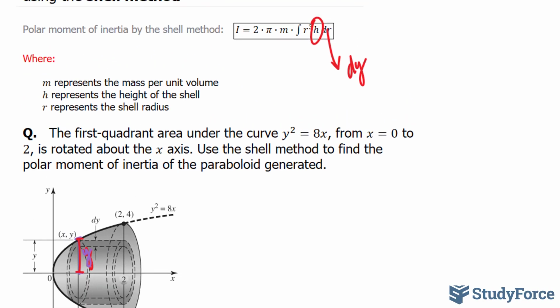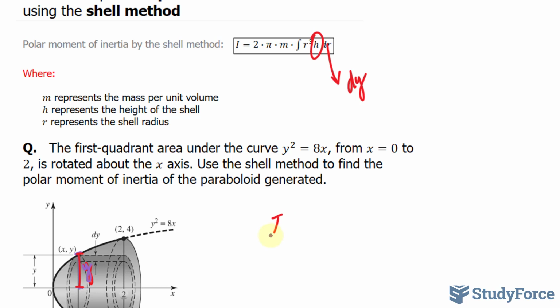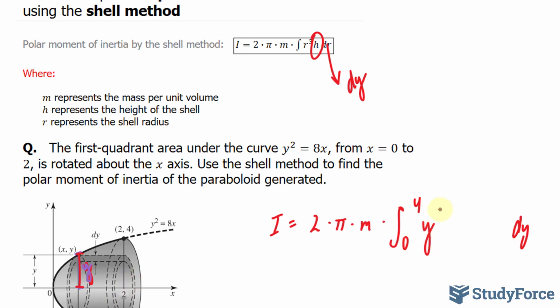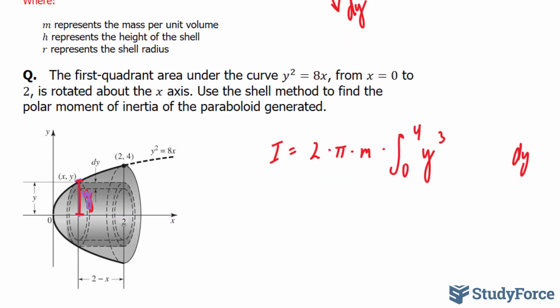With that being said, let's go ahead and fill in our formula. We have I is equal to 2 times pi times m times the integral between 0 and 4, and I'll write down dy in place of where we had dr. The radius is y, because as we take shells all throughout this curve, it will have a variable distance from its center, and that we can write down as y times h, which was 2 minus x. Of course, x can be our function where we solve for x.